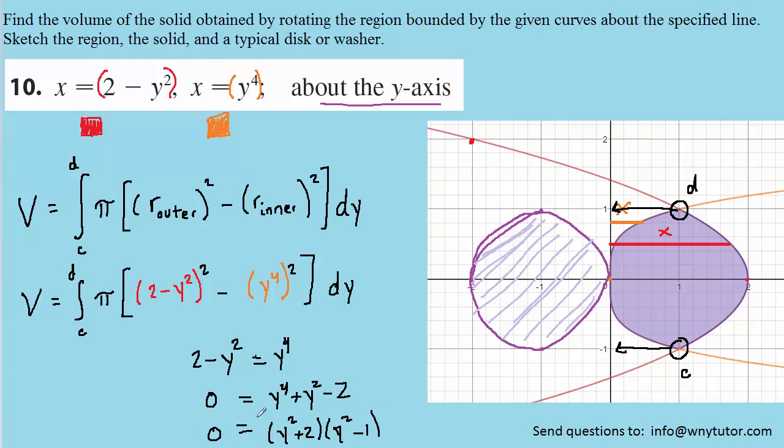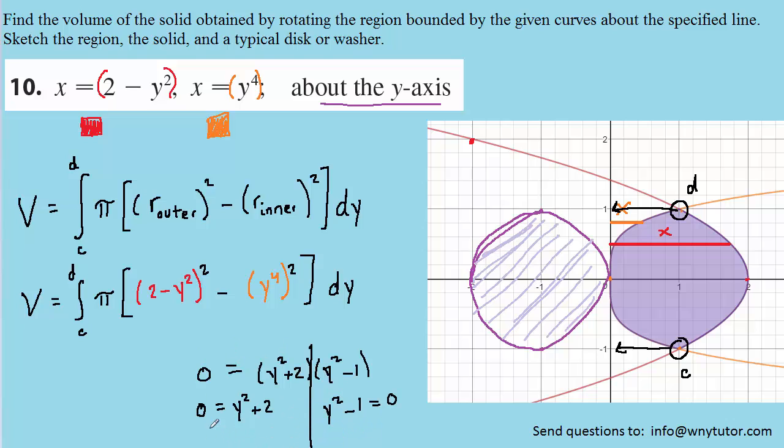And since it's set equal to 0, we will set each factor equal to 0. For the first equation, if we subtracted 2, we would see that y squared equals -2, but that doesn't have any real solutions. If we added 1 over to this side, we have y squared equals 1. And if we square rooted both sides, we would see that indeed y could be either +1 or -1. And that is what we had concluded graphically. So we'll come over here and replace c with a -1 and then replace d with a +1. And then we're going to try to simplify and integrate.